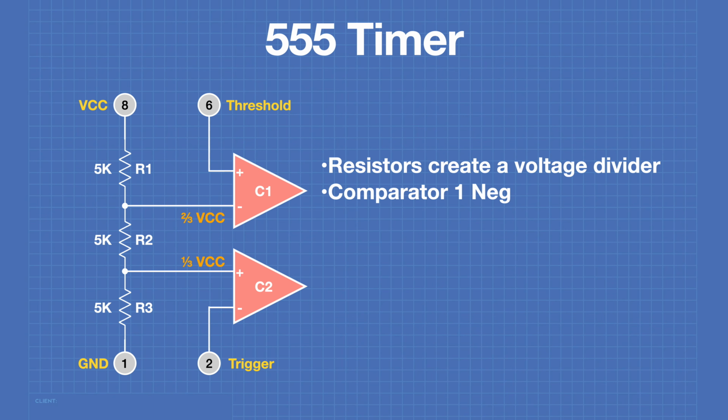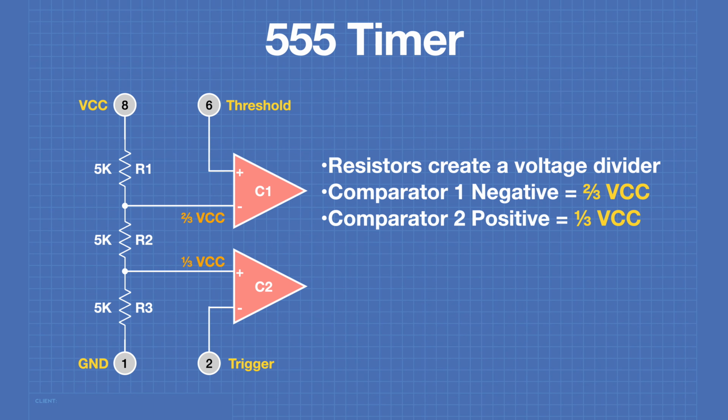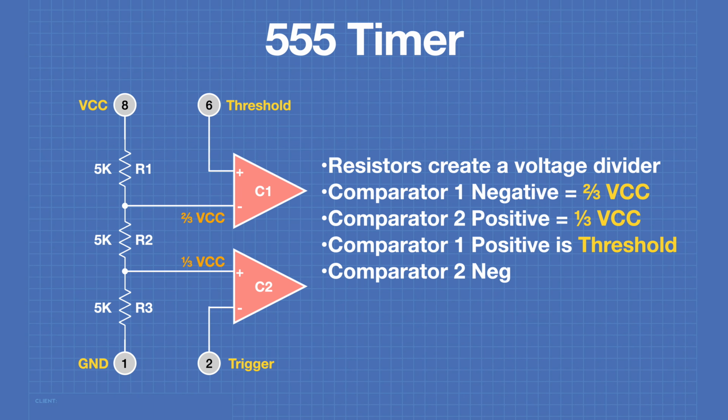With this voltage divider, comparator 1's negative input will get 2/3 of VCC. So if VCC is 12 volts, for example, it will get 8 volts at this point. Comparator 2's positive input will get 1/3 of VCC. So with our 12-volt example, it will be getting 4 volts. The positive input to comparator 1 is connected to the threshold pin on pin 6. The negative input of comparator 2 is connected to the trigger pin on pin 2.